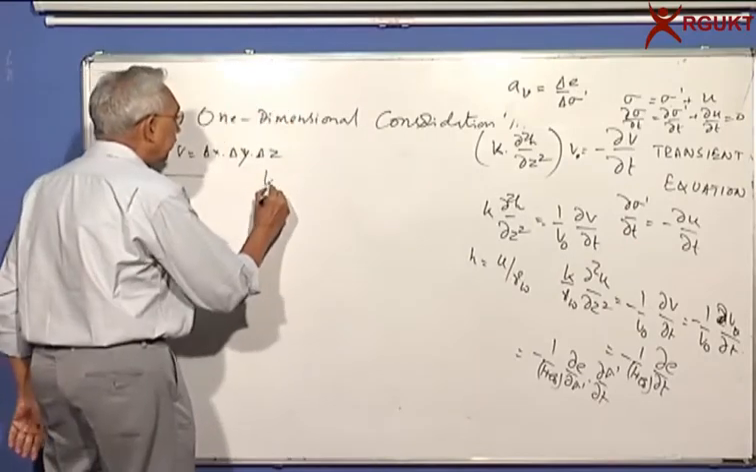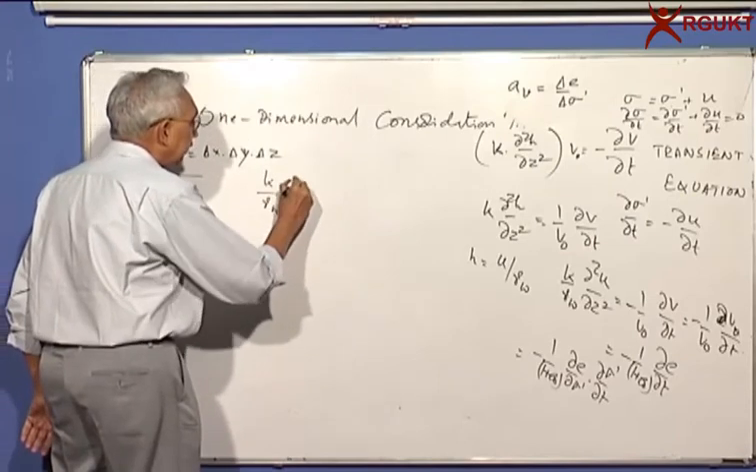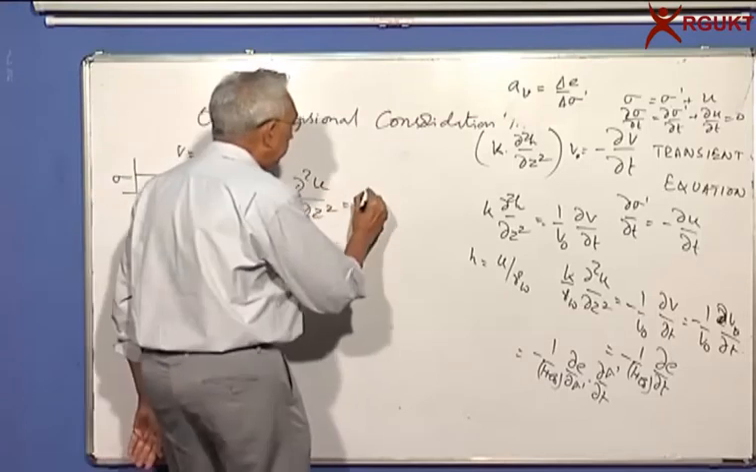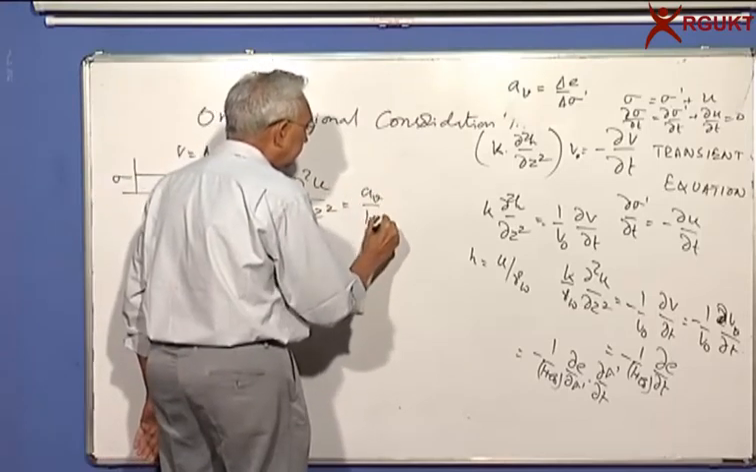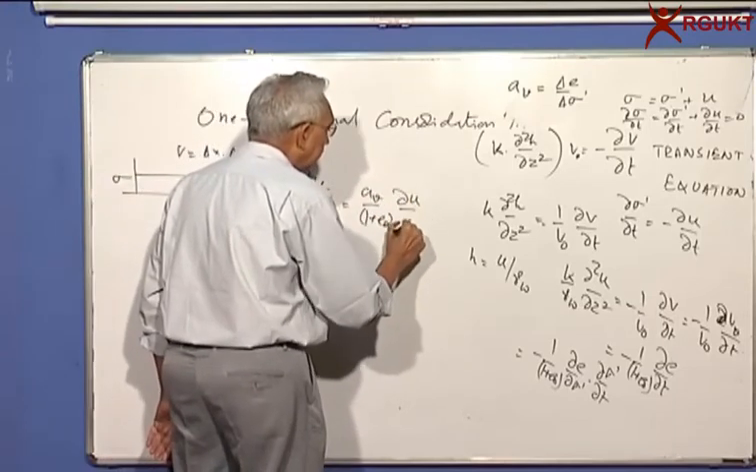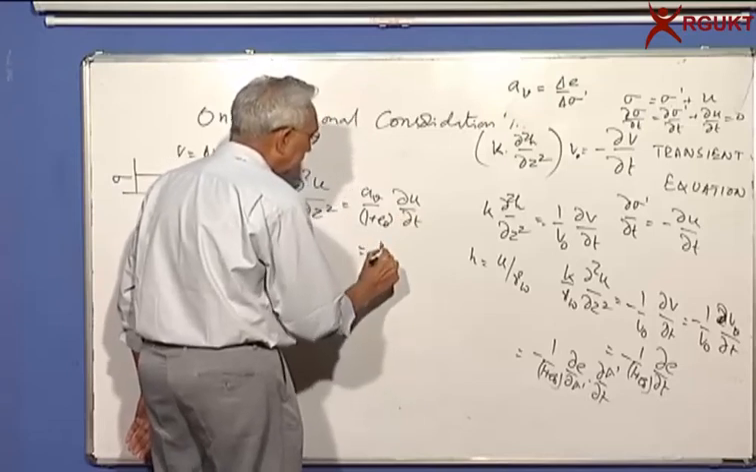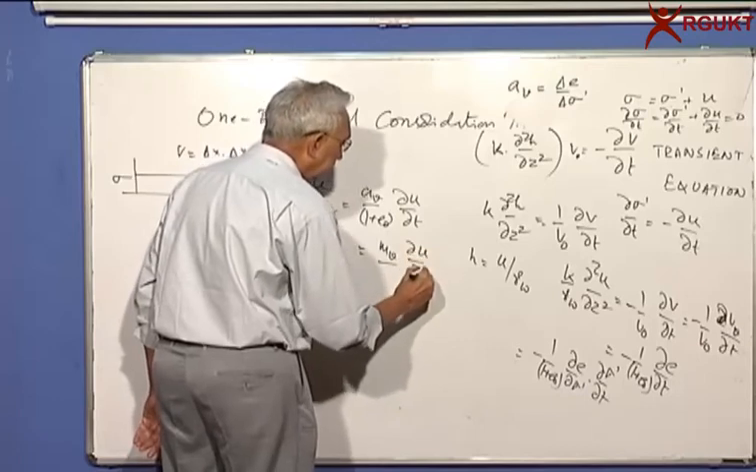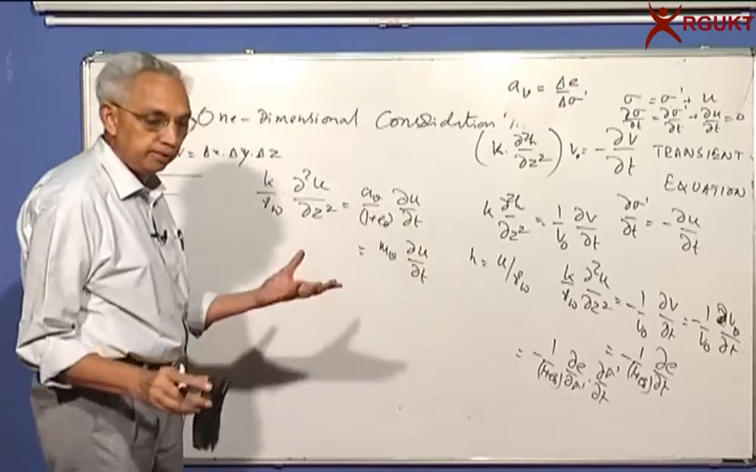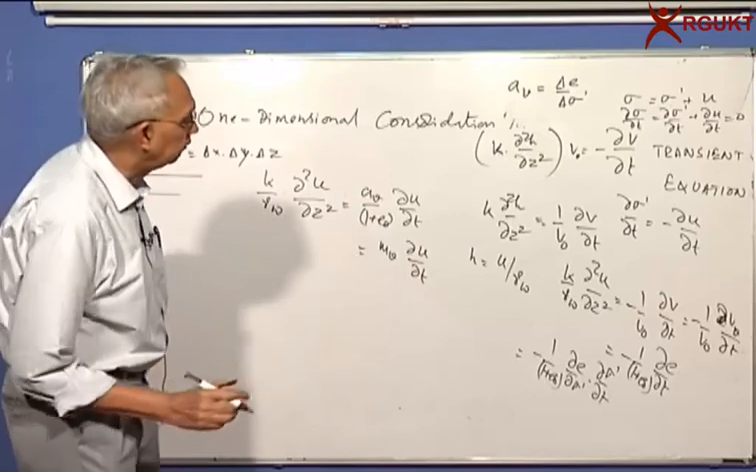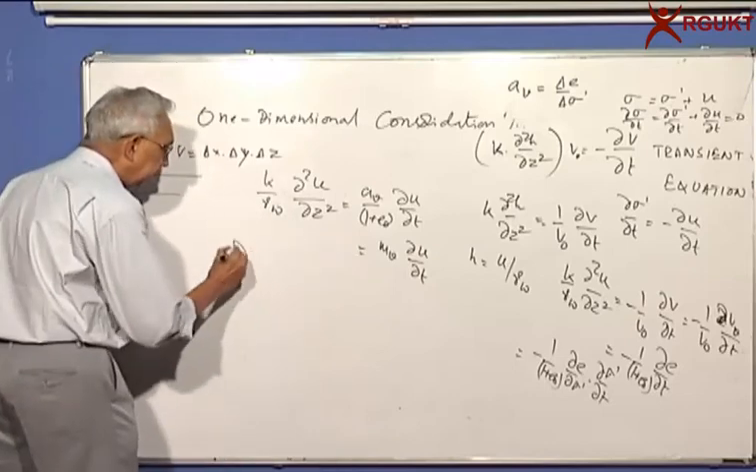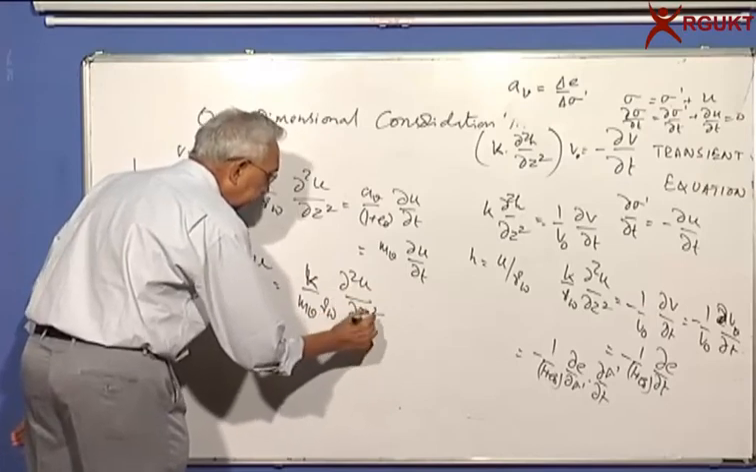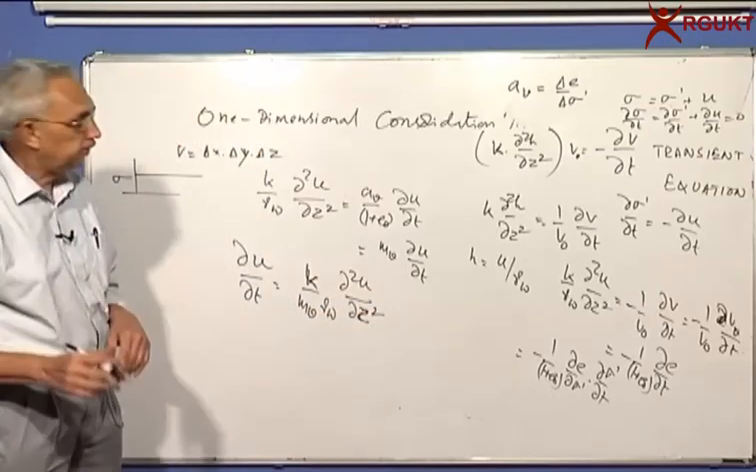k by gamma w delta square u by delta z square is equal to a_v by 1 plus e naught into delta u by delta t. This is nothing but m_v into delta u by delta t. a_v by 1 plus e naught we have defined as equal to coefficient of volume change, and now we get the standard equation, a partial differential equation, which again is very useful in engineering.